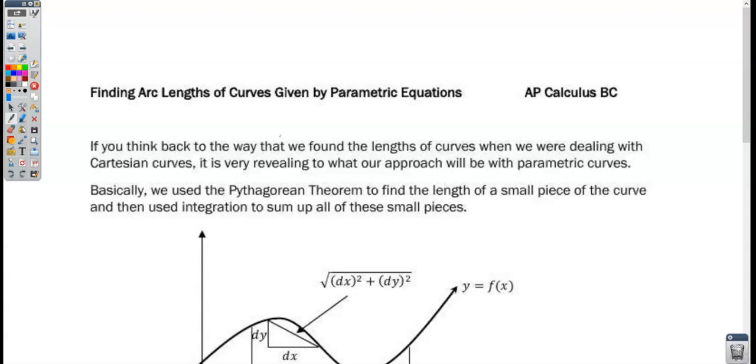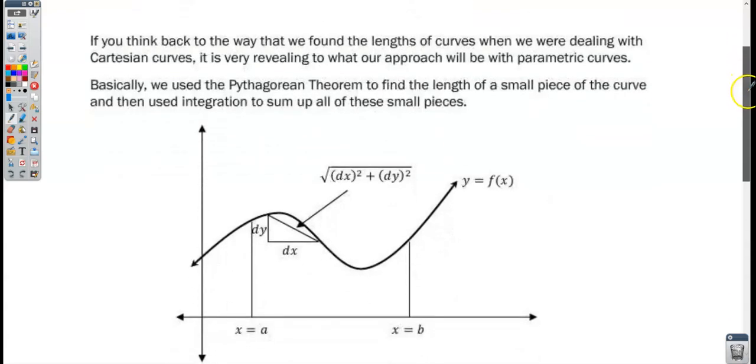Alright, welcome back everybody. In this video we're going to talk about material from section 9.3 of AP Calculus, finding arc lengths of curves given by parametric equations. And it has not been very long since we found arc lengths of curves given by Cartesian equations, so this should be fairly fresh in your mind. And I'm going to harken back to what we talked about then.